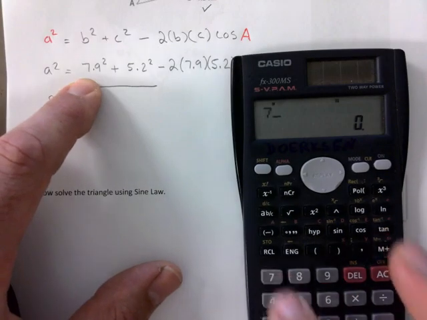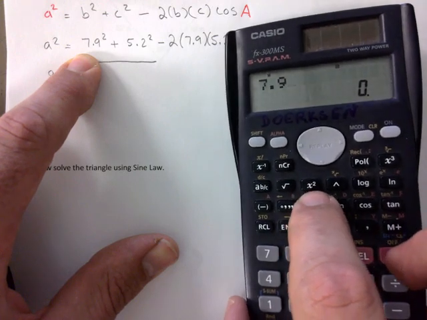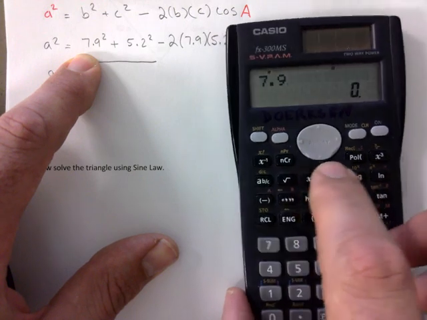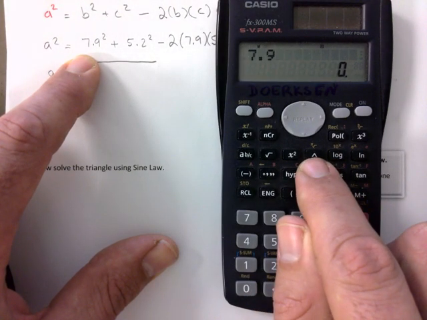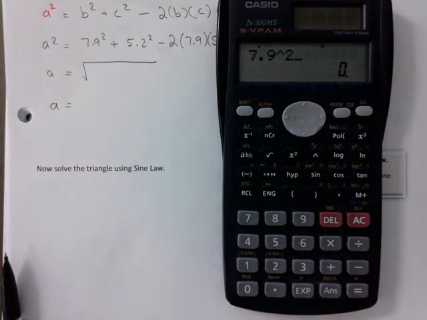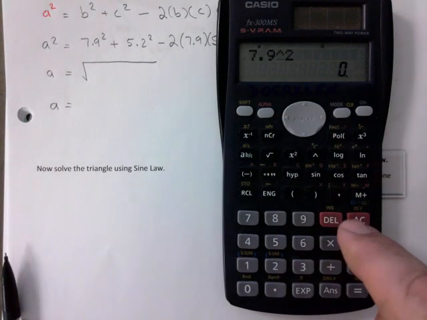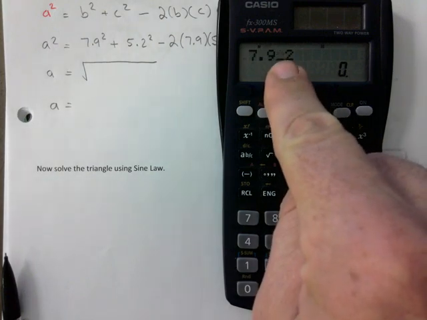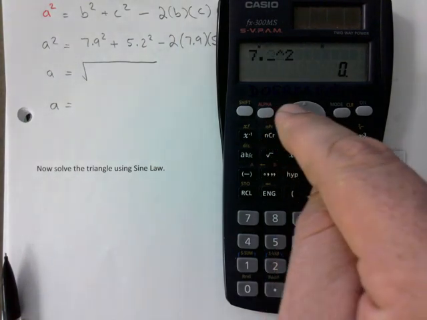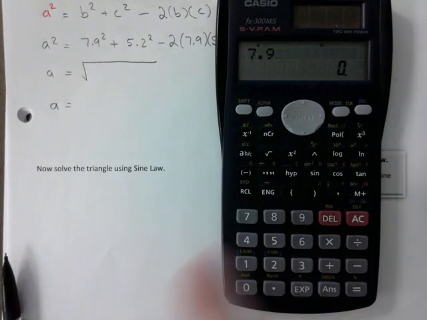So watch this. I go 7.9. I have an x2 button right here. X2, that squares it. I don't know if you have it or not. If you don't, you use the hat button, this one. That hat button, if you go hat 2, it is essentially squaring 7.9. If you have a y to the x button, it's the same as the hat. So you go 7.9 y to the x 2, it does the same thing. I'm going to use the x2 button because it's a lot cleaner, and most of you should have it.